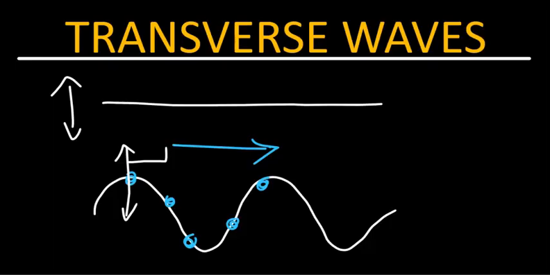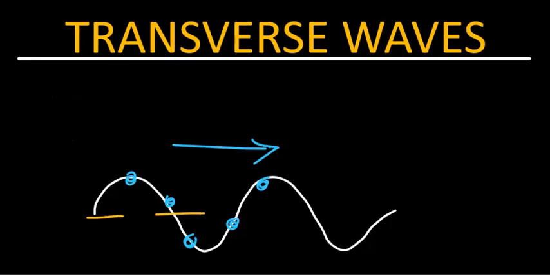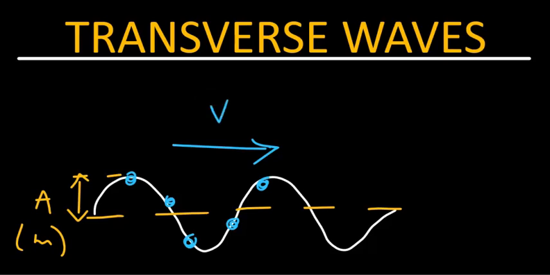a transverse wave. There are a few parameters that are characteristics of such a wave. The first one is, of course, the maximum displacement of any point of that string as the wave propagates. That maximum displacement is called amplitude, and it's measured in the units of meters. The wave in this case is propagating to the right, and it has certain speed of propagation, and of course it is measured in the units of meter per second.